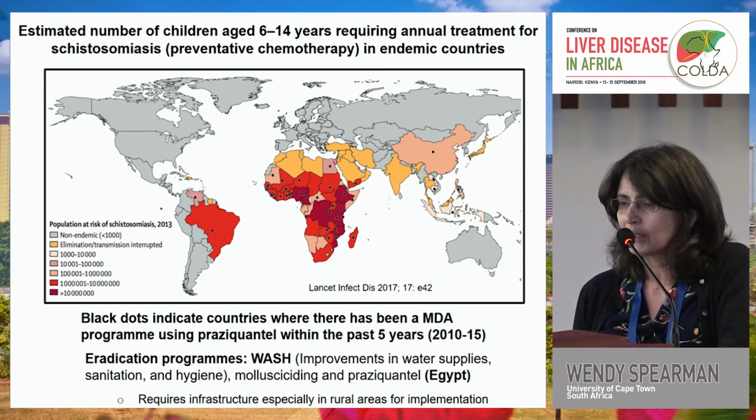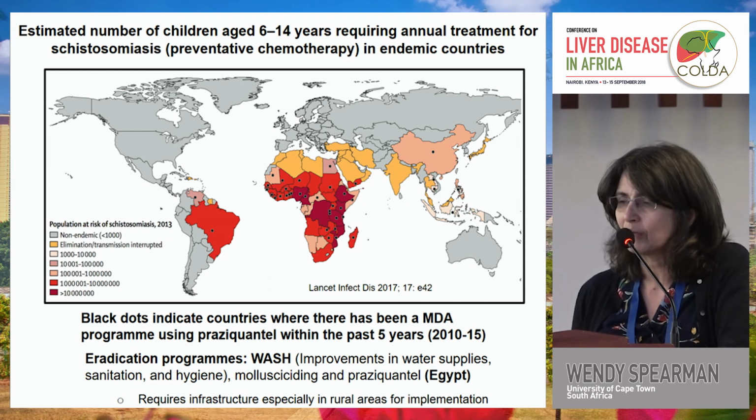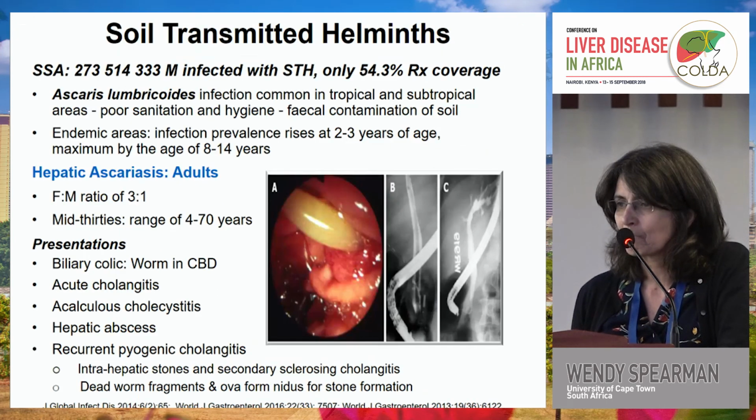But I think if we're going to be looking at eradication, we need to look at what Egypt has done with using eradication programs with improvement of water supplies, sanitation and hygiene, killing of mollusks, in addition to implementing praziquantel. But this will require infrastructure, particularly in rural areas, for implementation. Soil-transmitted helminths account for 273 million individuals in sub-Saharan Africa, but only 54% are actually having treatment coverage.